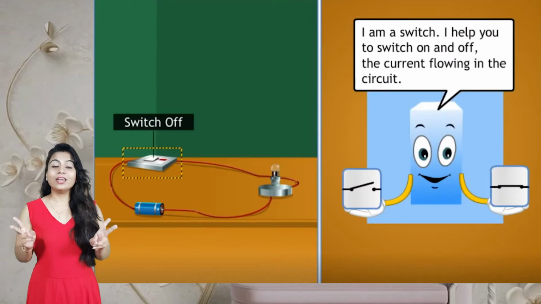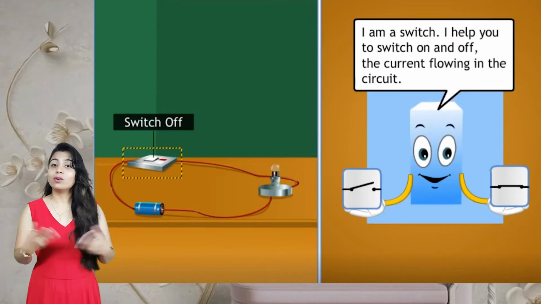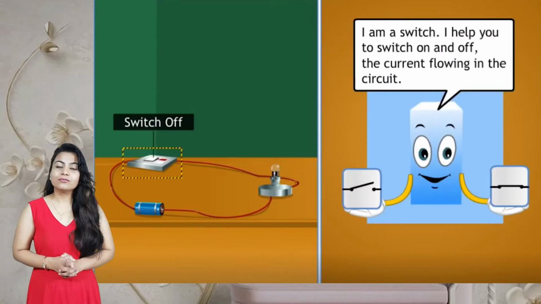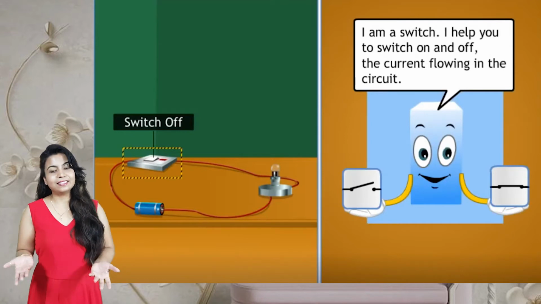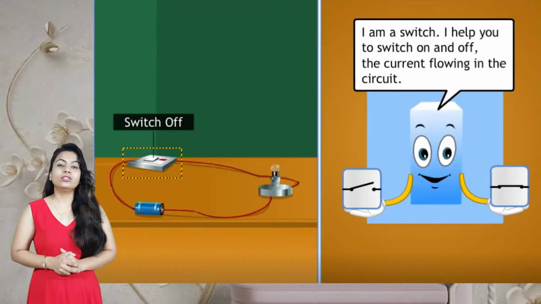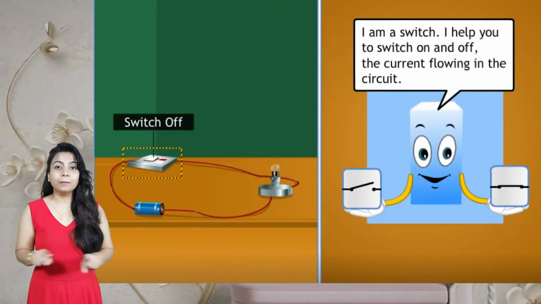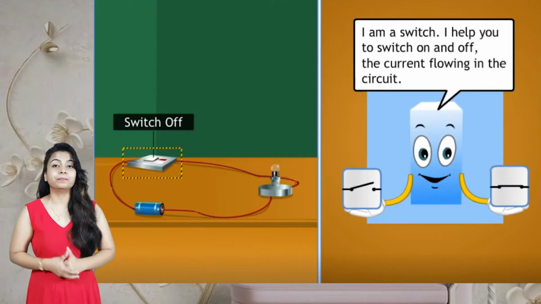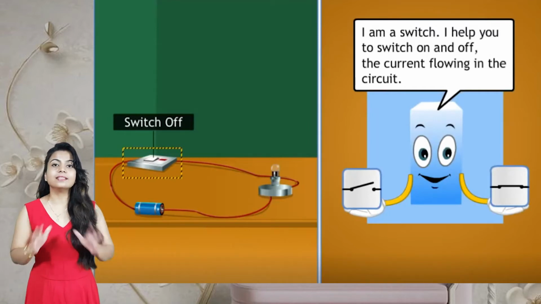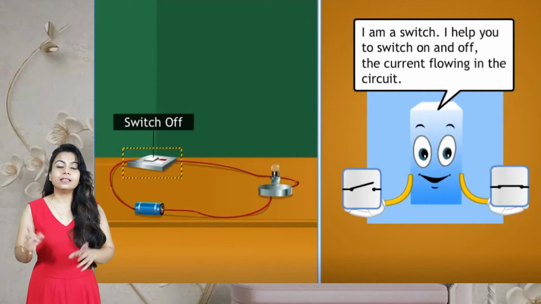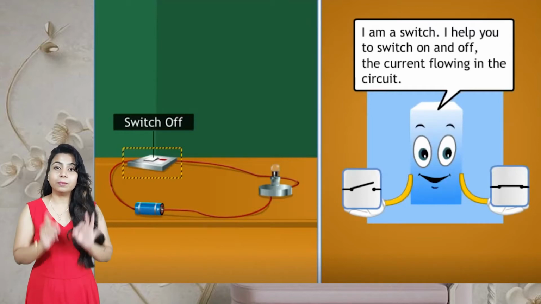Now coming to the second one, that is the switch. And what is the use of the switch? Switch is for on and off. When you switch on, at that time the circuit is complete and the current starts flowing and your lights and lamp light up. And when you switch off, then the circuit breaks, or we can say the circuit is opened, so that the current will not flow and the bulb or your appliance will not run.